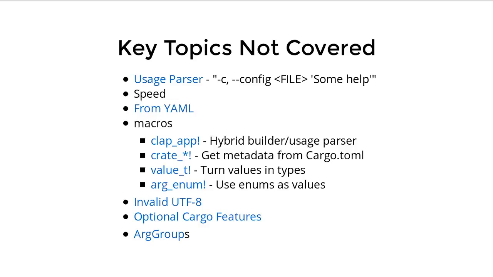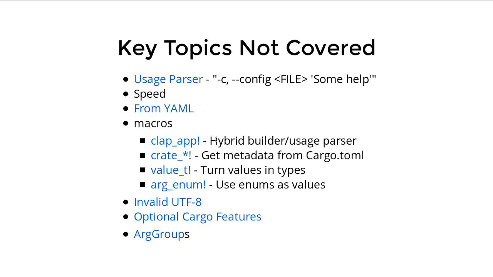And then there's a bunch of macros. There's the clap_app macro, which is sort of a hybrid between this usage string style and the builder pattern. It's just as fast as the builder pattern, execution speed wise, but it's less verbose like the usage. There's a bunch of other shorthand syntax with the macro that you can use as well to shorten it up even more than the usage parser. So if you look at Habitat, one of the applications by Chef, they use the clap_app macro very, very heavily.